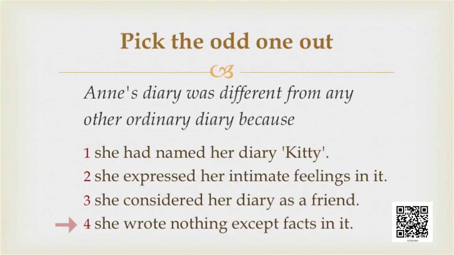I am sure you have been able to find the right answer. She writes over here in the text that diary writing is not meant for mentioning only the facts. You have to write so many other things. She used to write about her feelings. She used to express her thoughts onto it. So, therefore, the fourth one is the last one, the odd one.